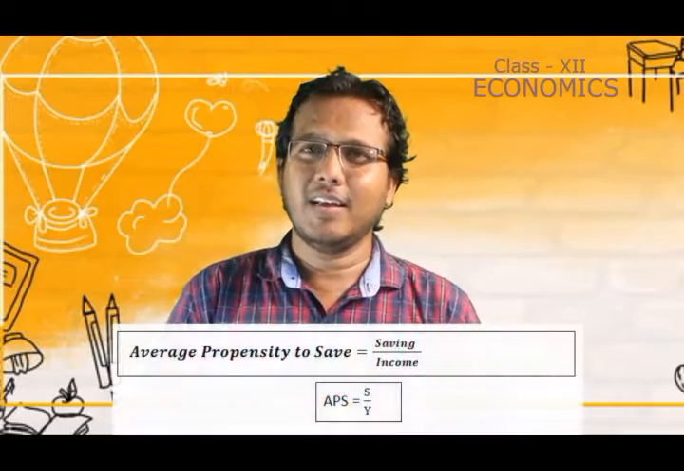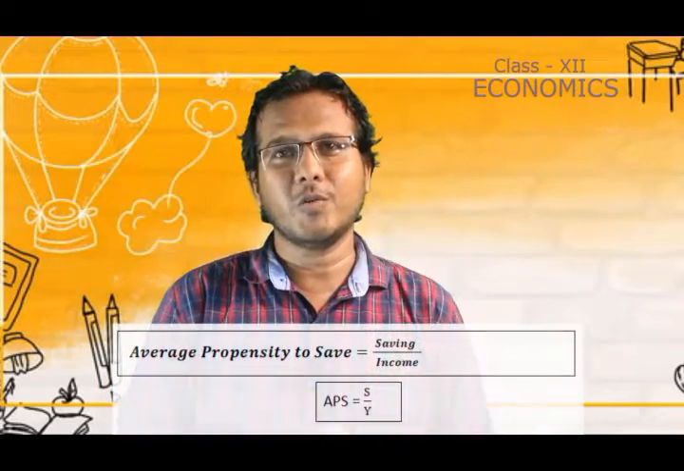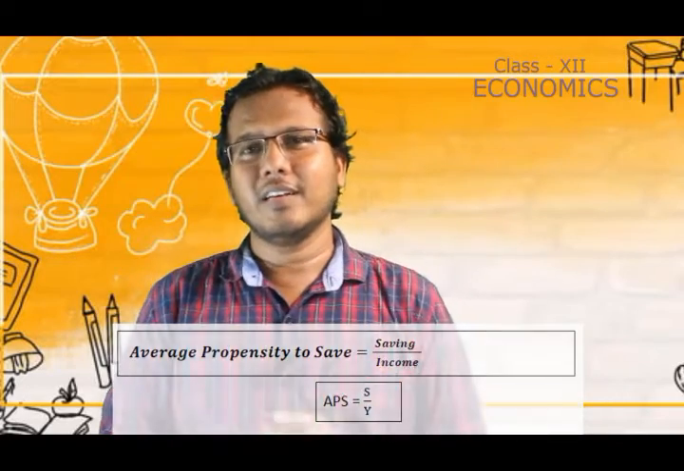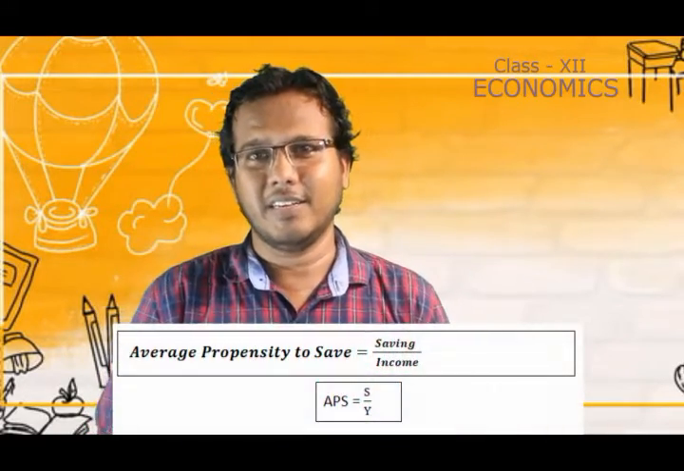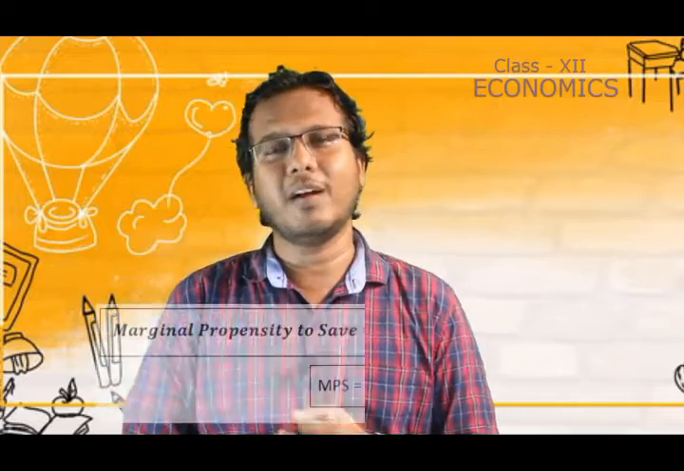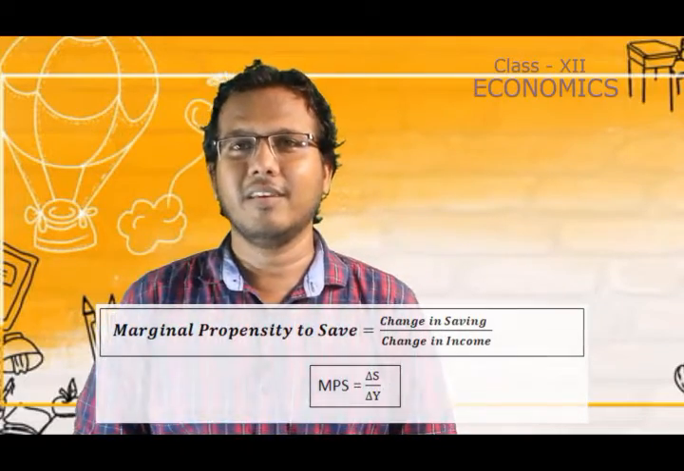APS stands for Average Propensity to Save, जिसे हम औसत बचत प्रवृत्ति कहते हैं, और MPS, that is the Marginal Propensity to Save, सीमांत बचत प्रवृत्ति. When we find the value of APS in respect to the total income, APS is equal to S by Y. The value of S, that is saving, is divided by the value of Y, income.